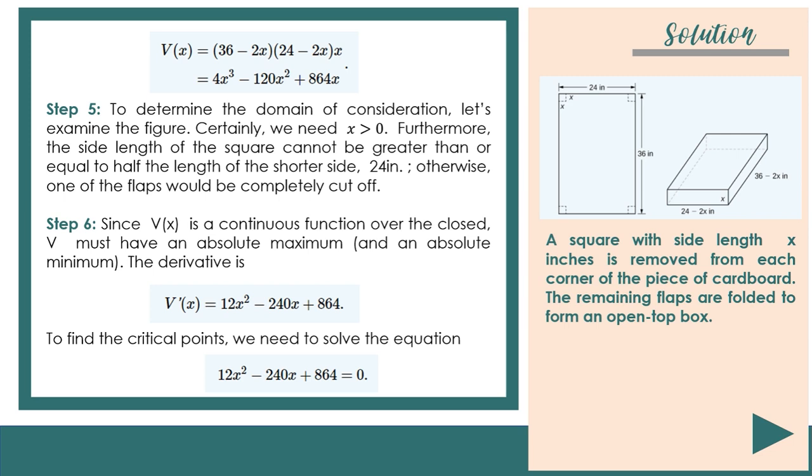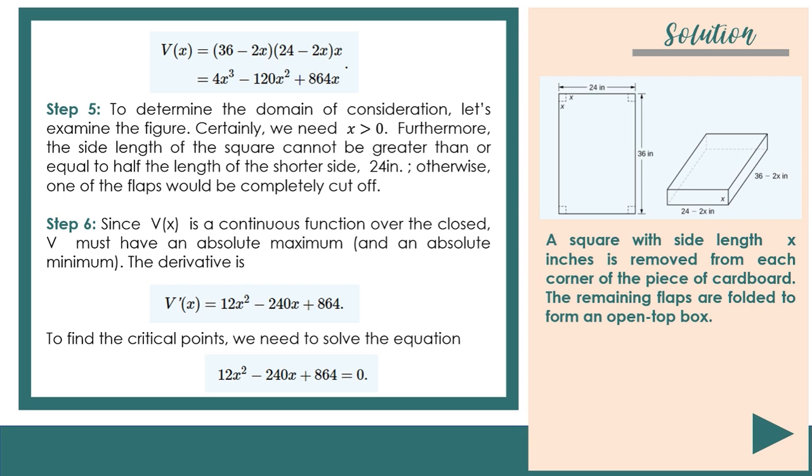So, to determine the domain of consideration, let's examine the figure. Certainly, our values of x should be greater than 0. Our height of the box cannot be negative. So it should be positive, meaning greater than 0. Furthermore, the side length of the square cannot be greater than or equal to half the length of the shorter side. So, what happens if our x is, for example, twice half of this? So if x is, for example, 12, what happens?